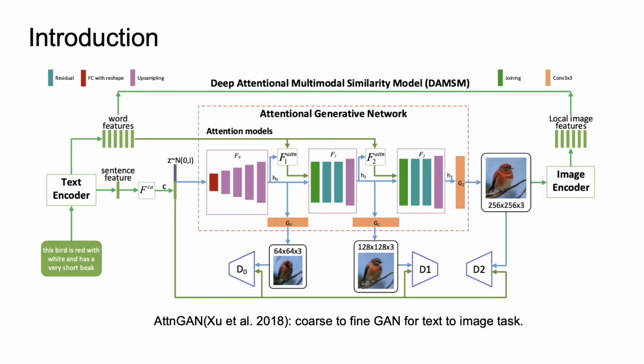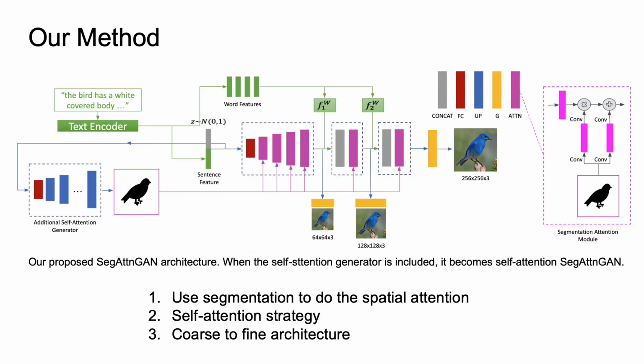AttnGAN is one of the state-of-the-art text-to-image GAN models. This GAN is conditioned on text input rather than noise. The model used a coarse-to-fine strategy for the GAN training to get better image quality. Also, this model is conditioned on both sentence-level and word-level features.